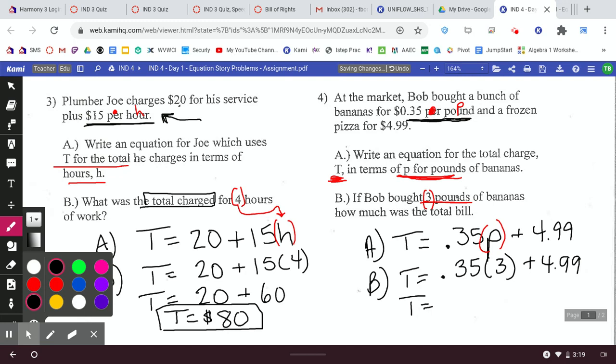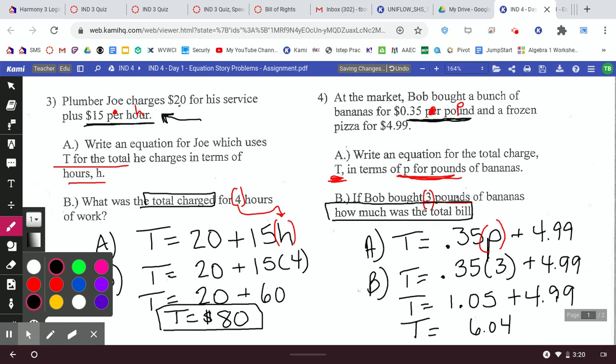Well, 0.35 times 3 is 1.05 plus 4.99. And then when we add that, 1.05 plus 4.99, we get, what, 6.04? And again, to get your label, go back up to what the question was asking. If Bob bought 3 pounds of bananas, what's the question? What was the total bill? Well, that's money, right? That's the final question we're asking. What was the total bill? The total bill was $6.04. So you would label it dollars, and that would be your final answer. Okay?